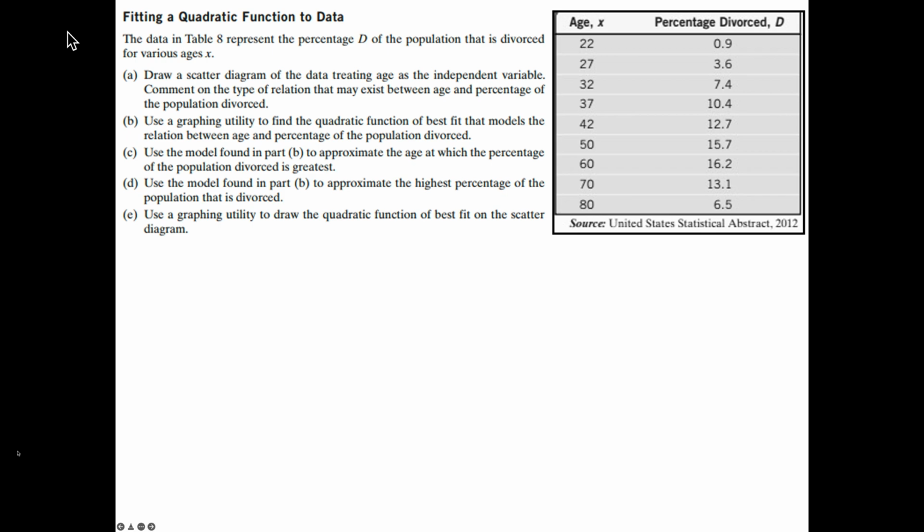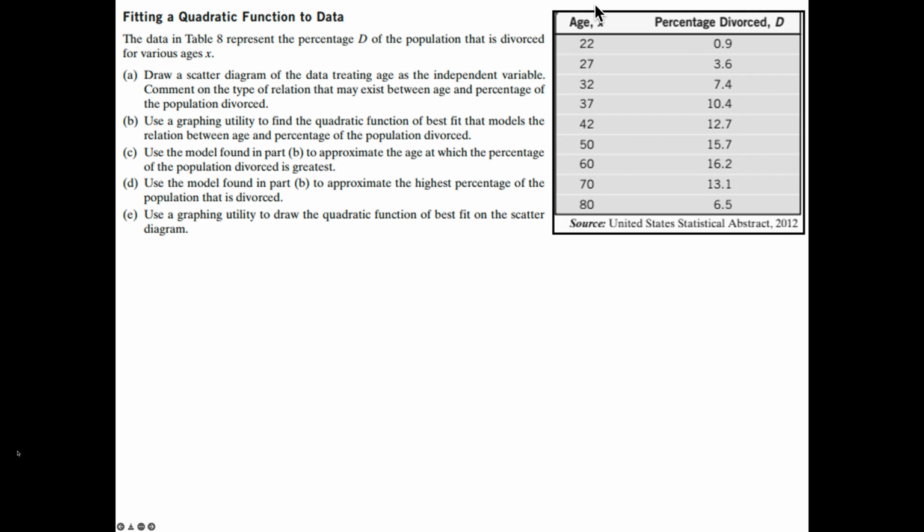Okay, in our next regression example with the calculator, we're going to look at a quadratic regression. We're going to build a quadratic function. So if you look at the note sheets, here's our problem. It says the data in table 8 represent the percentage D of population that is divorced for various ages X.